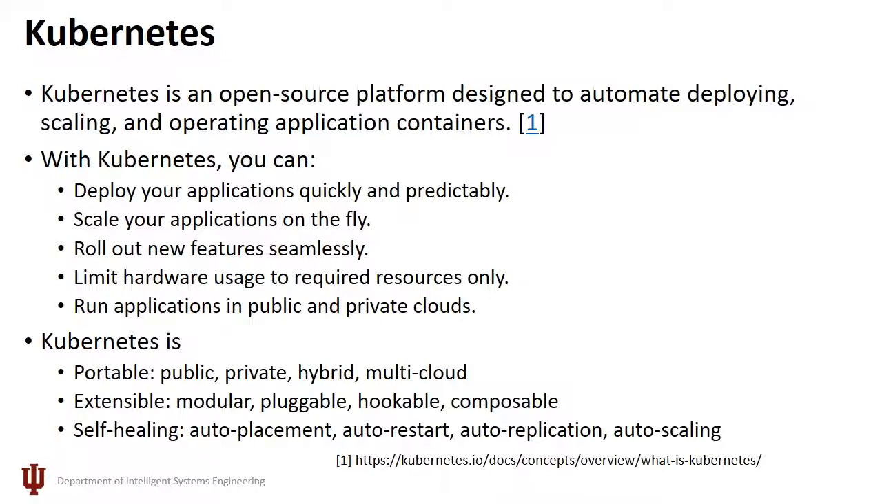So Kubernetes is portable because we allow its use across a number of clouds, because it's public, private, hybrid, and multi-cloud environments. It's extensible because it's modular, it's pluggable, and we can hook in new components in there, and we can compose the components that we integrate. It is self-healing because we can integrate strategies for auto-placement, restart, replication, and scaling.